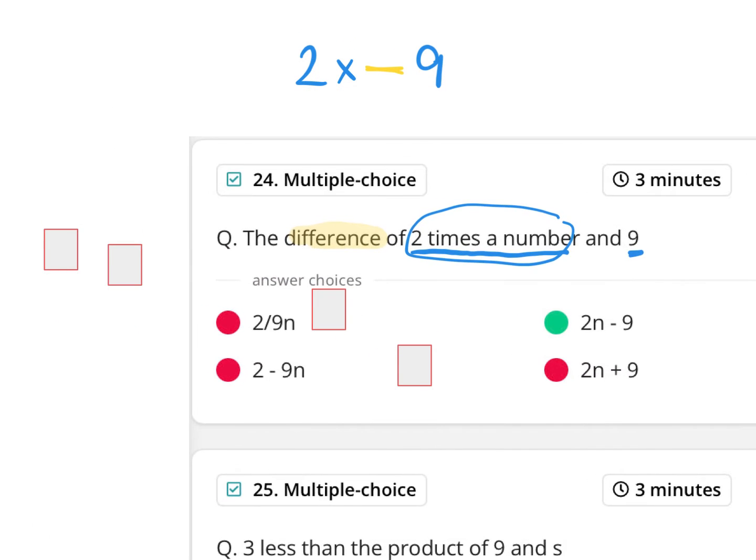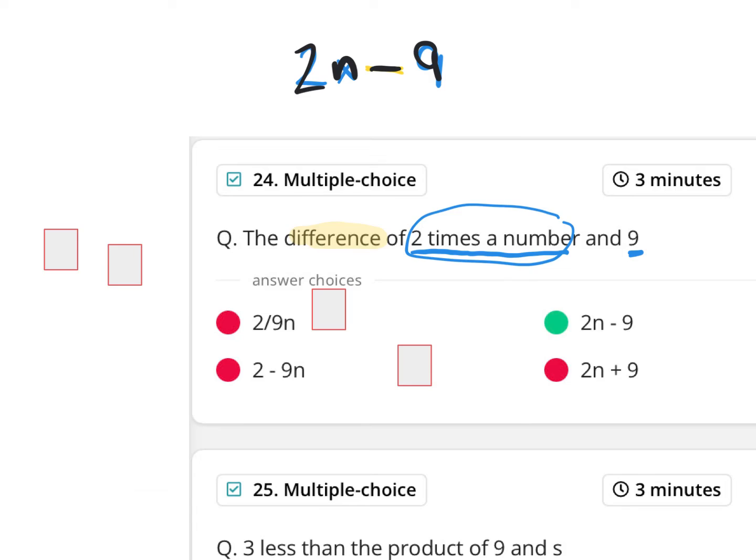Anyway, so let's understand that. Difference means subtraction, and there is no switch. It just says the difference of something and something. So if I said the difference of 5 and 3, you're just going to say 5 take away 3. Right here it says the difference of 2 times a number, that's 2x, in this case 2n. Sorry about that, let's actually put an n right there. 2n and 9. So the difference of 2n and 9 is really 2n minus 9.